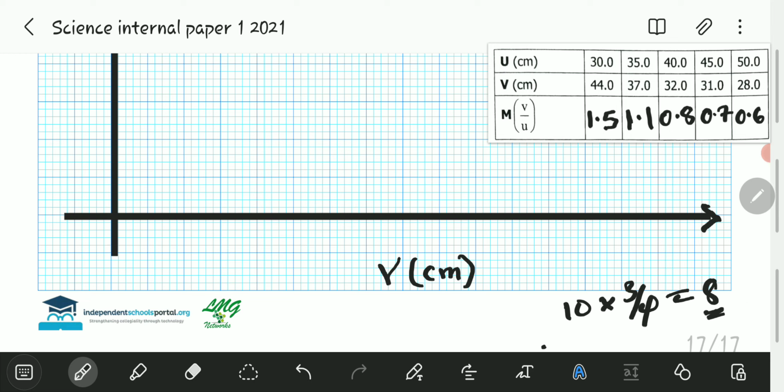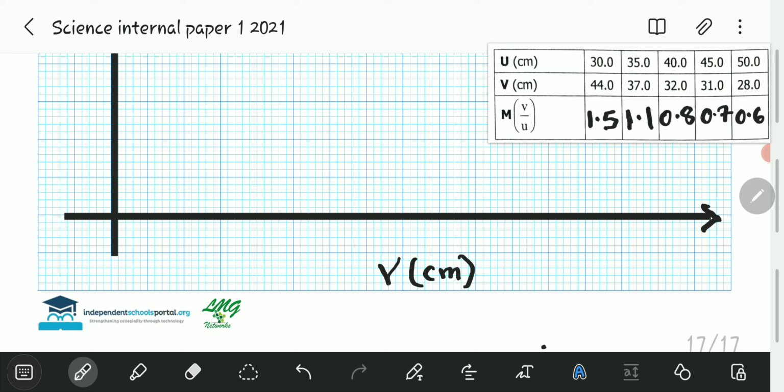So always look out for, on the y-axis, the distance between your first point and the last point should not occupy less than 5 boxes. Less than 5 boxes, please. Now, to ensure that this is achieved, what do you do? So we have 28.